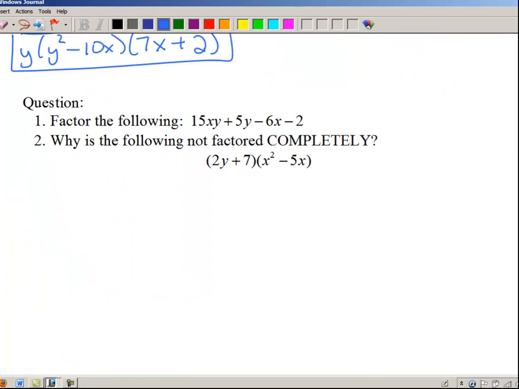So I would like for you, for class, to factor that problem and then tell me why this is not factored completely, meaning I should be able to factor it further, and how would I do that?